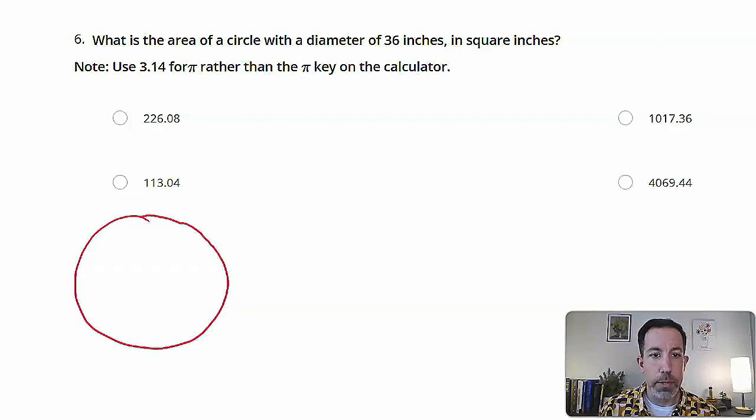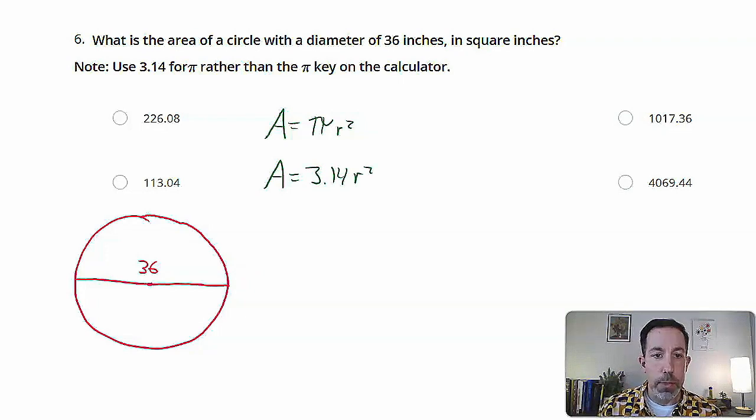And we're told the diameter is 36 inches. So the diameter is simply a line that crosses the middle of the circle. Okay? And we're told that distance is 36 inches. Then we need to figure out the area of a circle. All right, now that's one of those formulas that the Praxis exam gives you, so you don't have to memorize it. The area of a circle equals pi times r squared. So remember the note, use 3.14 for pi, so we can say area equals 3.14 times r squared.